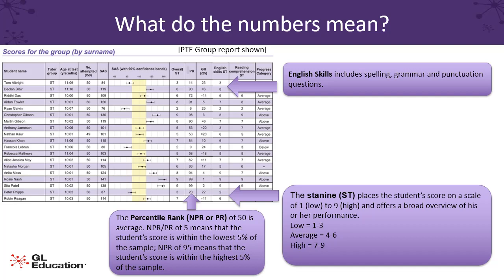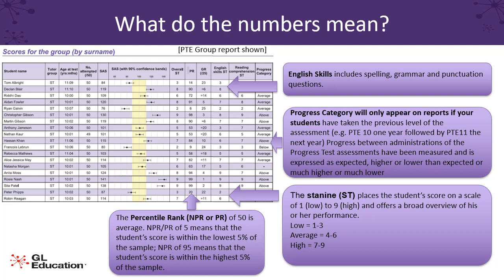Where students have taken the previous level of the Progress Test Series in that subject, so for example, if a student has just sat the Progress Test Maths 11 assessment, but they took Progress Test Maths 10 previously, then the Progress category column will be populated on the report, as shown. You'll be able to see if expected, higher, lower, much higher or much lower levels of progress have been identified.